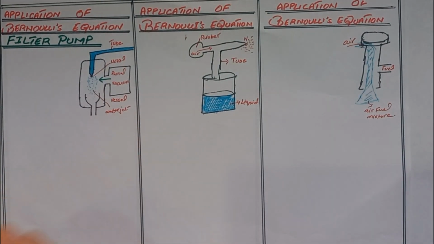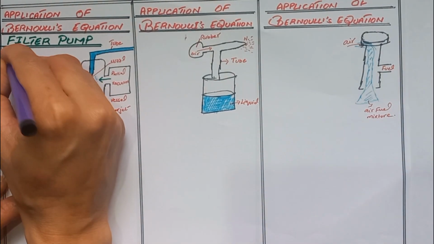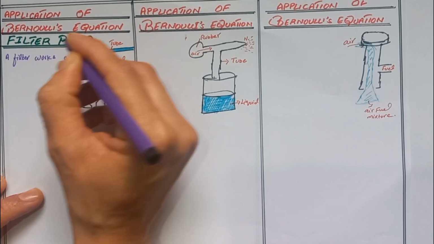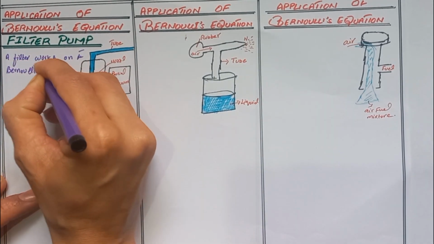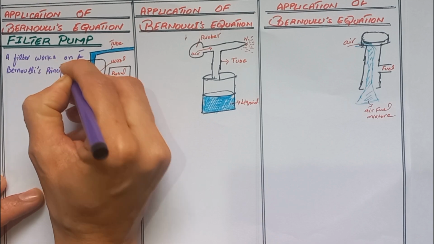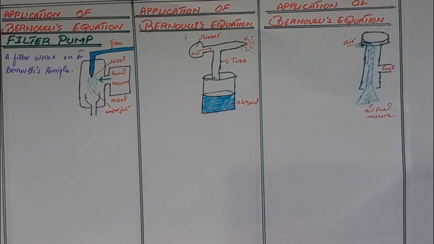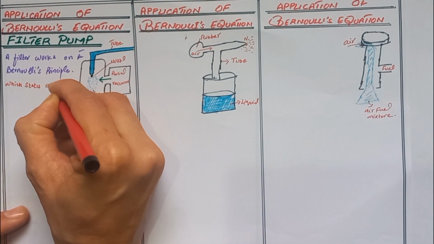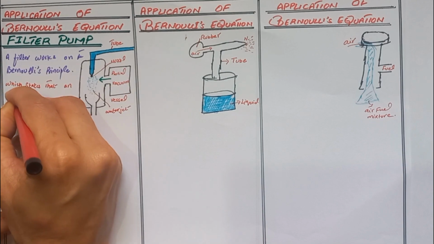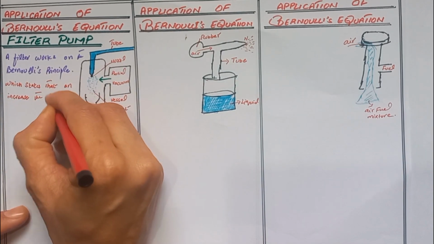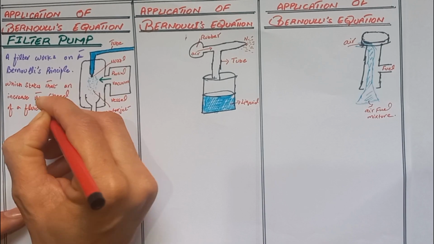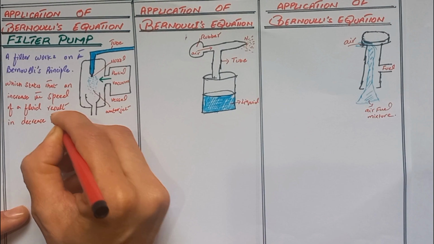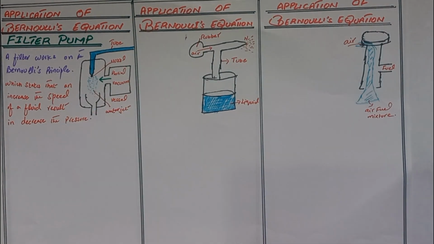The application of the Bernoulli equation is first used in the filter pump. A filter pump works on the Bernoulli principle, which states that an increase in the speed of a fluid results in a decrease in the pressure.